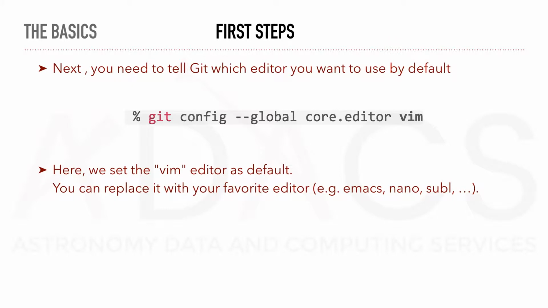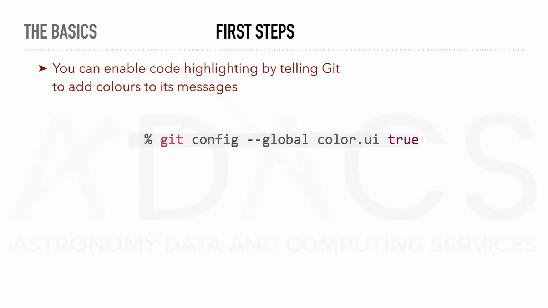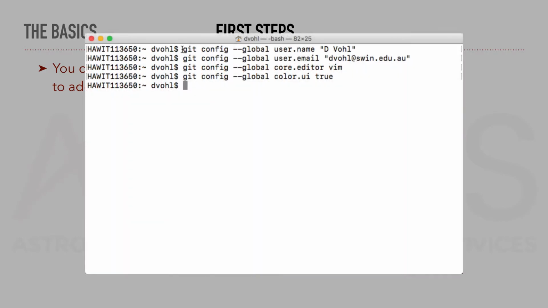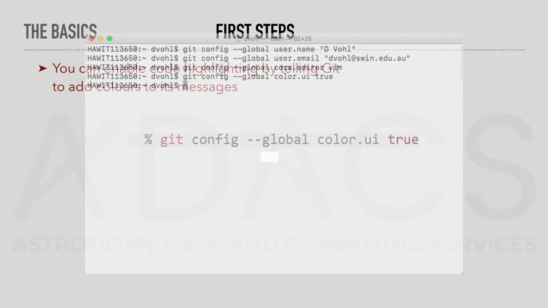Next, you need to tell Git which editor you want to use by default. Here, we set the Vim editor as default. You can replace it with your favorite editor, for example, Emacs, Nano, Sublime, etc. You can enable code highlighting by telling Git to add colors to its messages. This will make the outputs more readable. In a terminal, this will look something like this, where we type the lines that we just saw.